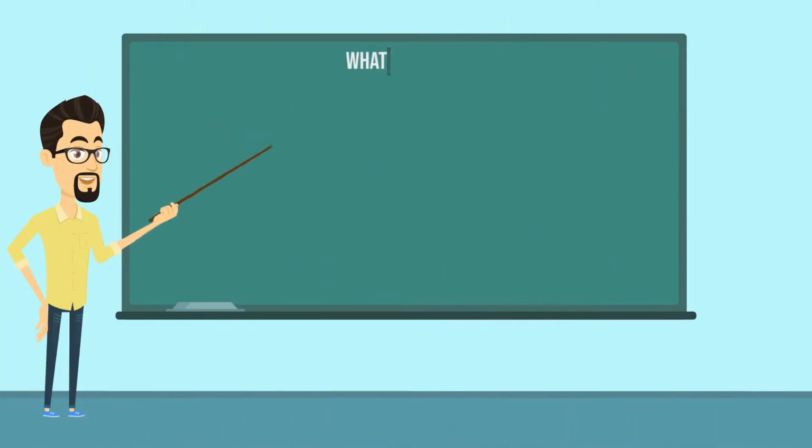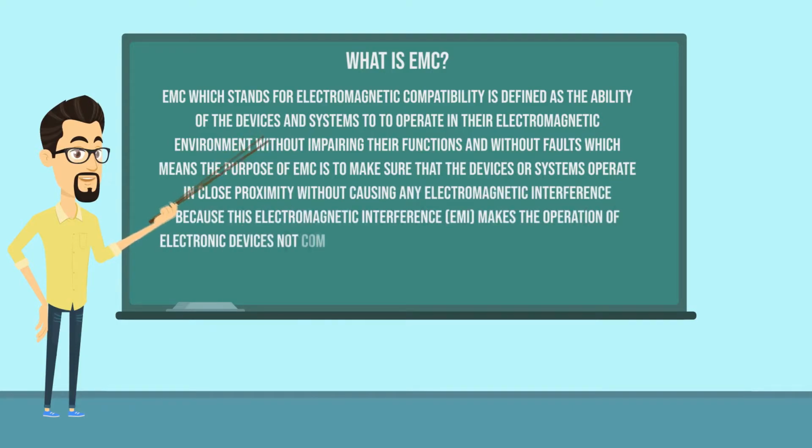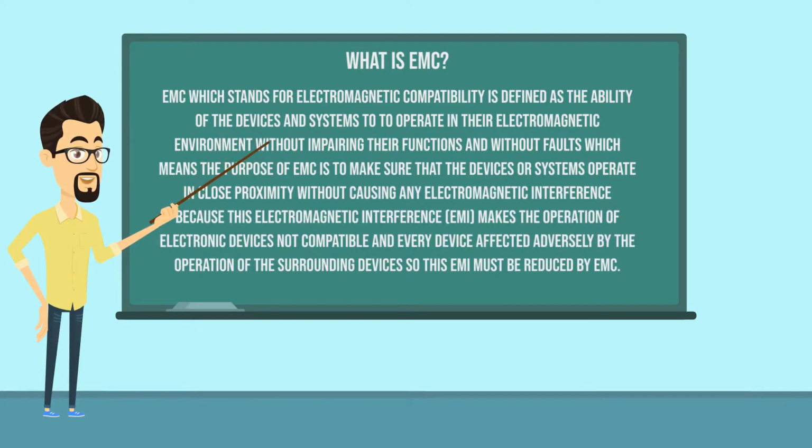Okay, so firstly let us know what is EMC. EMC, which stands for electromagnetic compatibility, is defined as the ability of the devices and systems to operate in their electromagnetic environment without impairing their function and without faults.